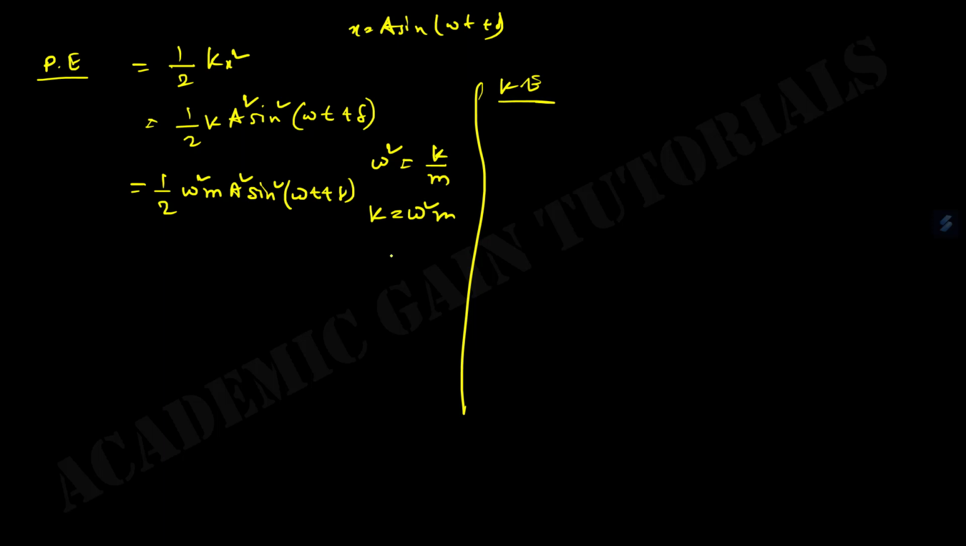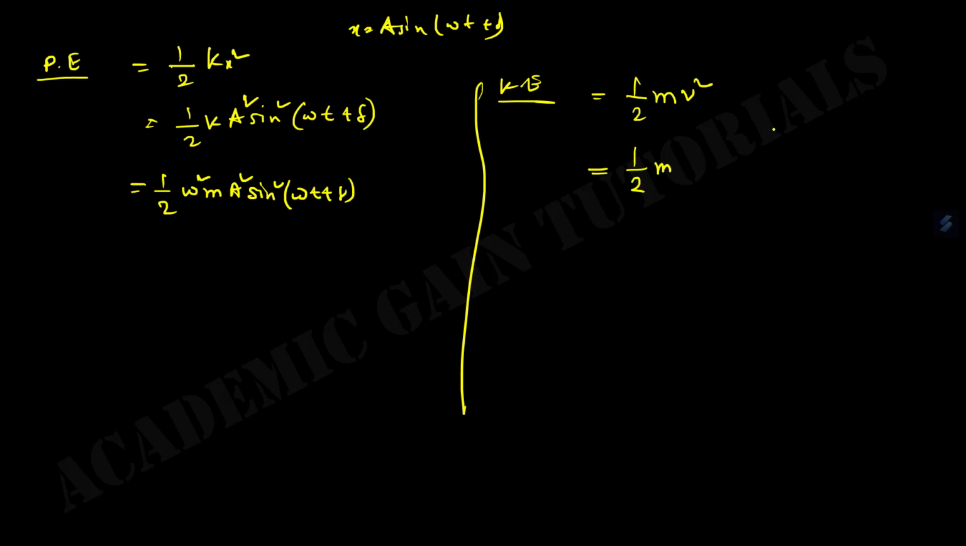So this is the equation for calculating potential energy. Now I have to find out the kinetic energy. I know that for calculating kinetic energy, the equation is half of m v square. I know the value of v, we discussed in our earlier slide.